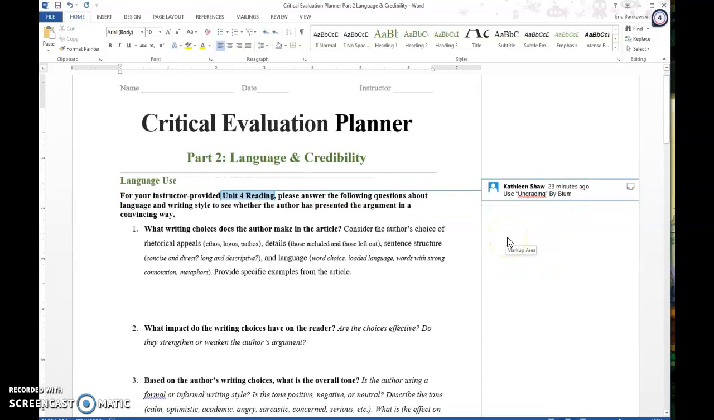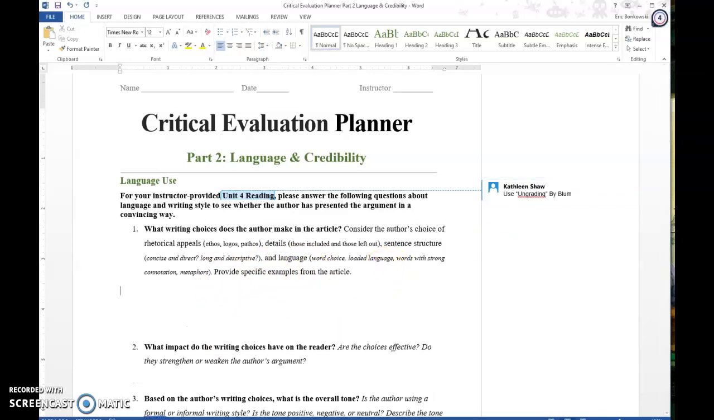Okay. So the first question we have here is, what writing choices does the author make in the article? So this is basically a question, and it says provide specific examples from the article. So I'm going to break some of this down because, you know, that's how I like to do it. And I'm going to talk about maybe rhetorical appeals.